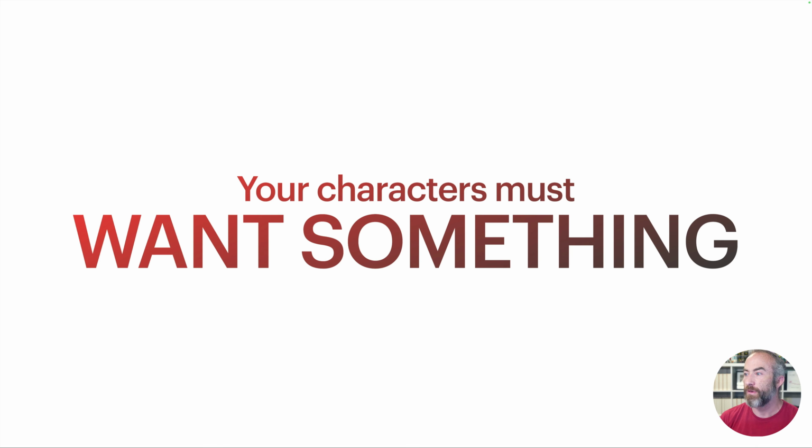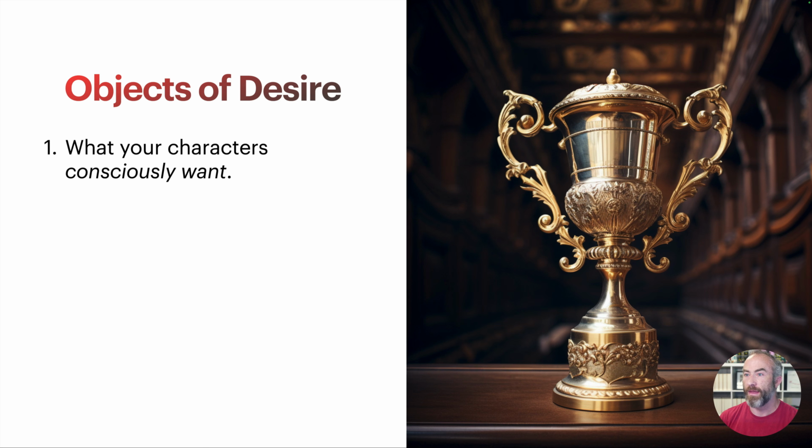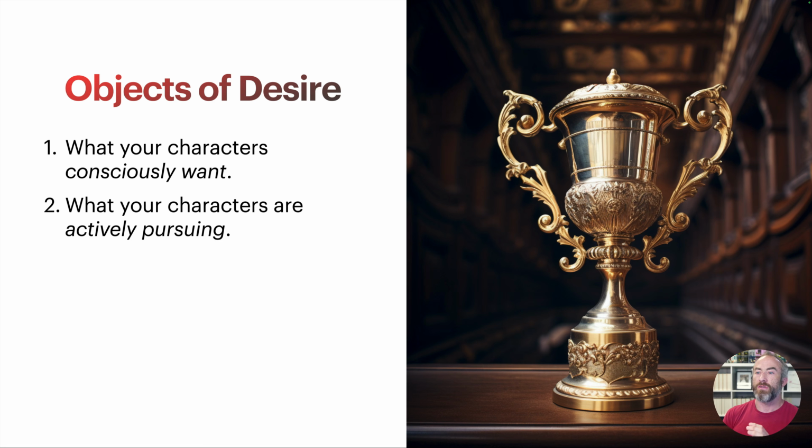Inside of StoryGrid, we call this the objects of desire. And your objects of desire do several things. First of all, they're what your characters consciously want. So if we pause the scene, we pause the story, and we ask your characters, what do they want? They'd be able to tell us. This is also what your characters are actively pursuing. This is the thing that they want, that throughout all of your writing, they're trying to get.